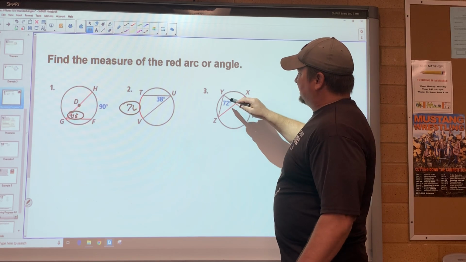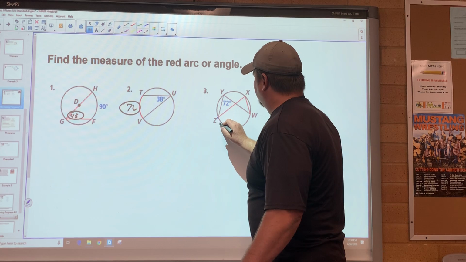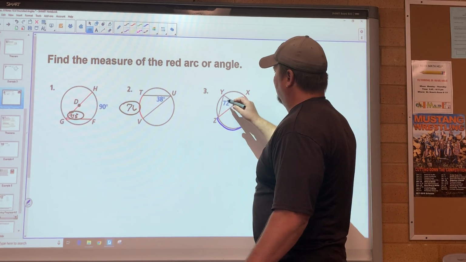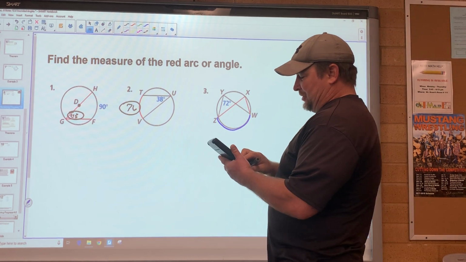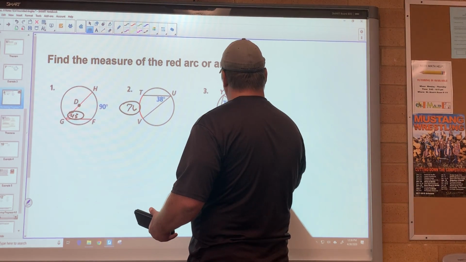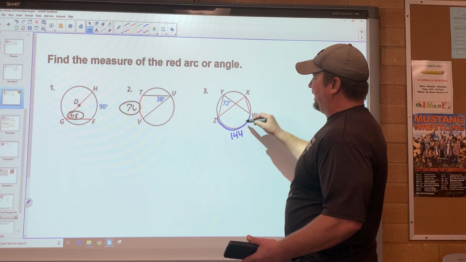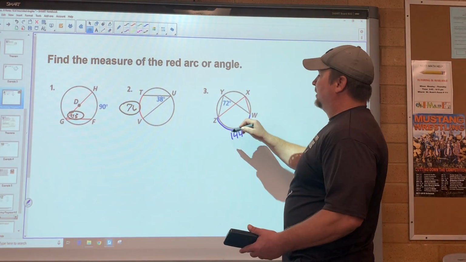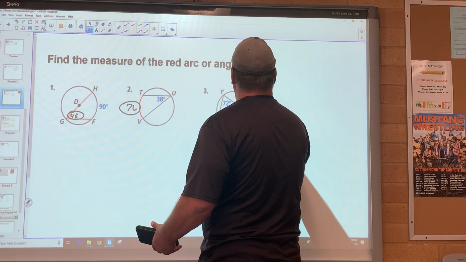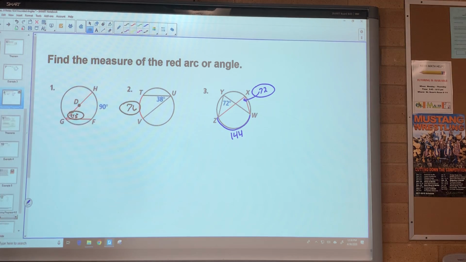Now we have an angle 72 that's inscribed and it's creating this arc. I'll do it in blue so that you can see it, because it's a blue angle as far as the letters. 72 times 2, 144. Notice the red angle is the one we want to find and it is creating the exact same blue arc. So this has to be 72 as well. And that's it. We found them all.